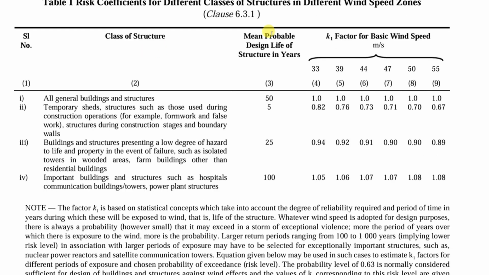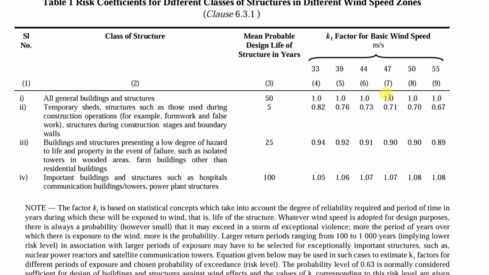Class of structure, mean probable design life of structure in years, and K1 factor for the basic wind speed. For all general buildings and structures, the mean probable design life is 50 years, and for temporary structures we have 5 years. Buildings and structures presenting a low degree of hazard to life and property, such as isolated tower, wooded area, farm building, other than the residential building, we have 25 years, and important buildings such as hospital and communication buildings and power plant structures, we have 100 years.